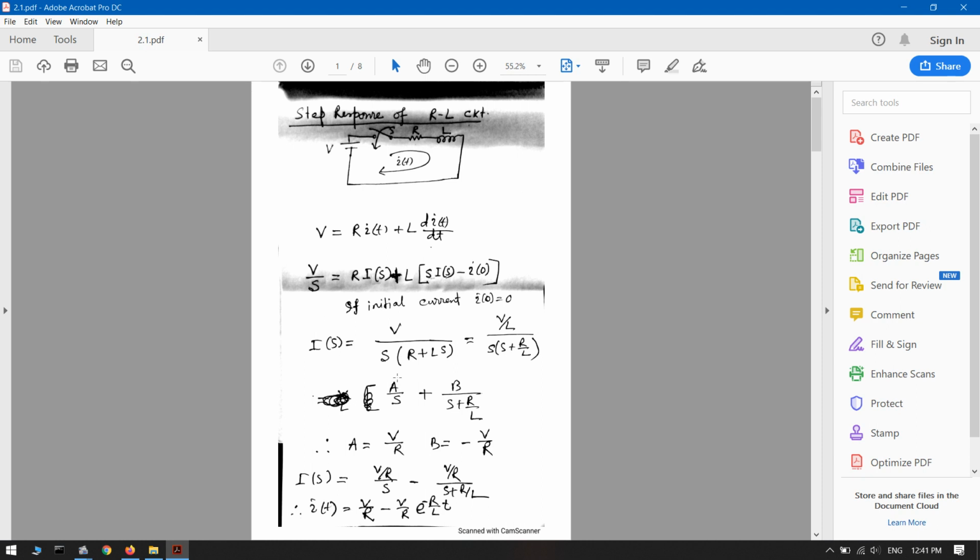Now, the second case, same thing: step response for an RC circuit. If you go through this derivation, I think you will be able to understand. Here also we have considered initial current equal to 0 for simplicity of the calculation. But in a real problem, whenever a capacitor is there, there is a chance that there may be some initial current or initial voltage.